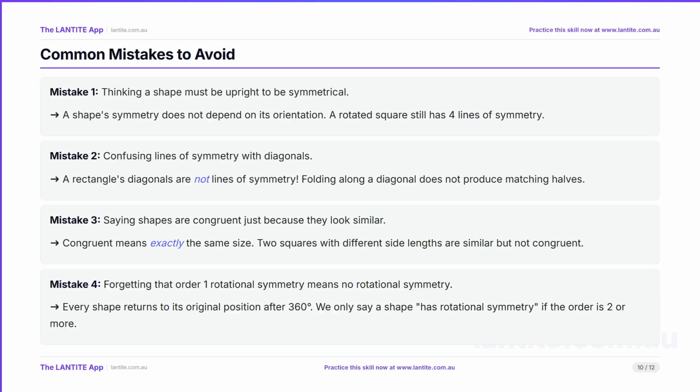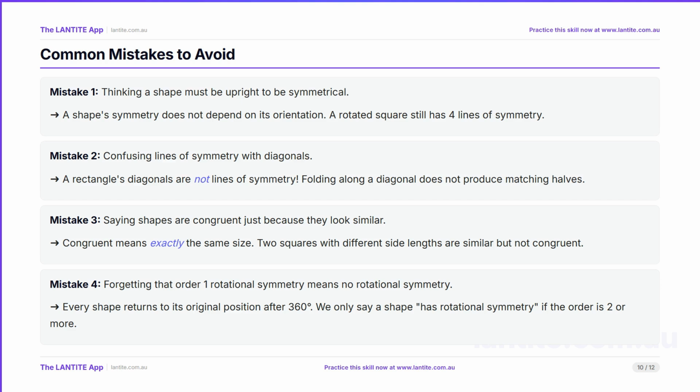Here are some common mistakes to watch out for. First, symmetry does not depend on orientation. A rotated square still has 4 lines of symmetry. Second, do not confuse diagonals with lines of symmetry. A rectangle's diagonals are not lines of symmetry because folding along a diagonal does not produce matching halves.